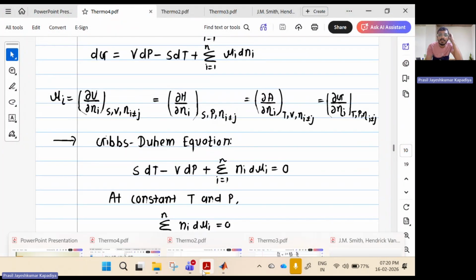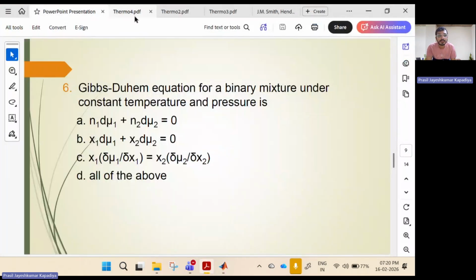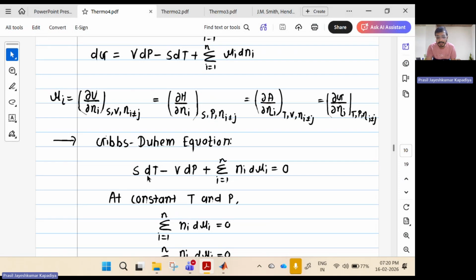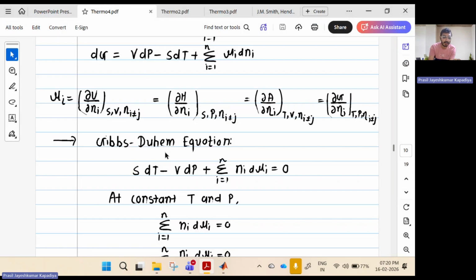At constant temperature and pressure, the T terms are zero. So my equation, the sum from i equal to 1 to n of ni d mu i, is equal to 0. So my equation can be n1 d mu 1 plus n2 d mu 2 equal to 0. So this is my correct statement. Now let's move ahead with the other part.